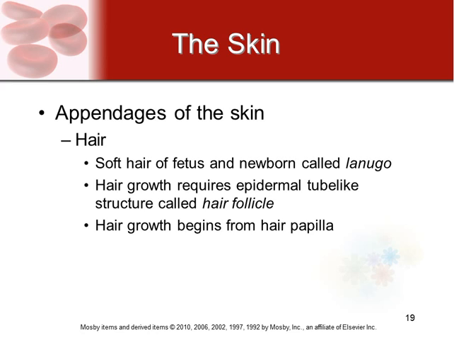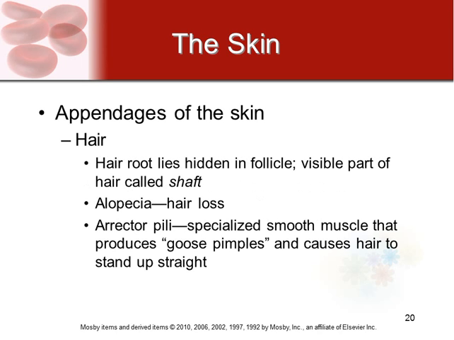Newborns have something on them called lanugo, which is very soft, fine hair all over their body. On an older adult, hair growth requires a little tube-like structure in your epidermal and dermal layer. It's called your hair follicle, and hair begins from your hair papilla, which starts down in your dermis and grows up and out through your epidermal layer. Your hair root lies in the follicle, and the only part that you normally see is the shaft. Then you have an erector pili muscle, which is a specialized smooth muscle that gives you goosebumps and causes the hair to stand up straight. That's because it's trying to trap air next to your skin so that it helps keep you a little warmer.